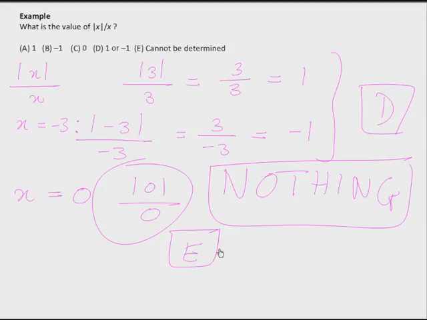If they had specified in the question that x was not equal to 0, then the answer would be D, 1 or minus 1. But here, they haven't said that. So we have to consider x equal to 0 also. And then everything breaks down because division by 0 is not allowed.